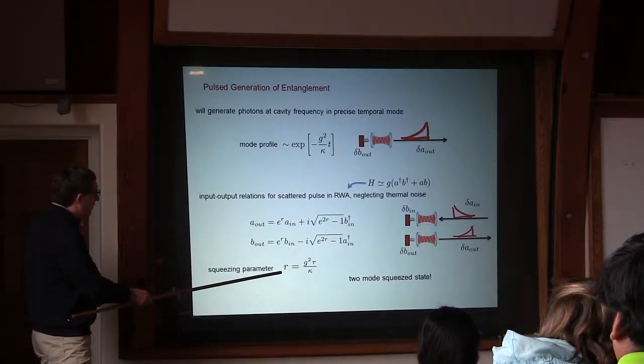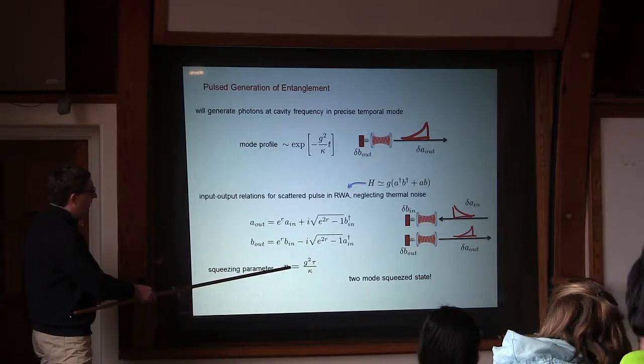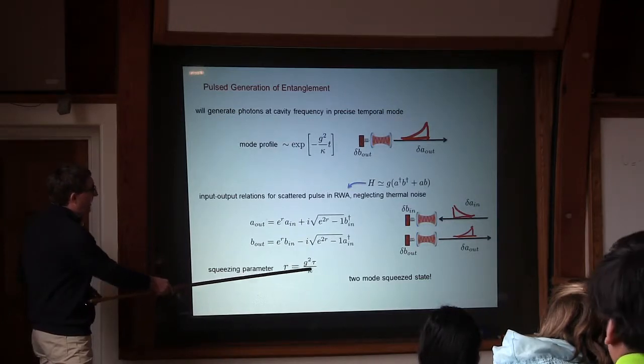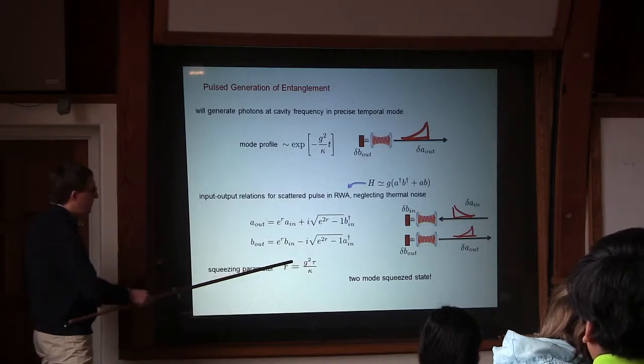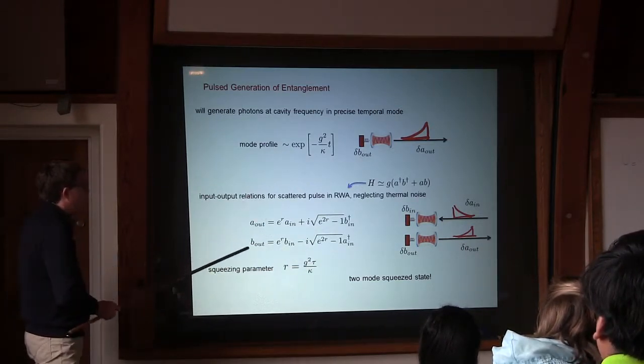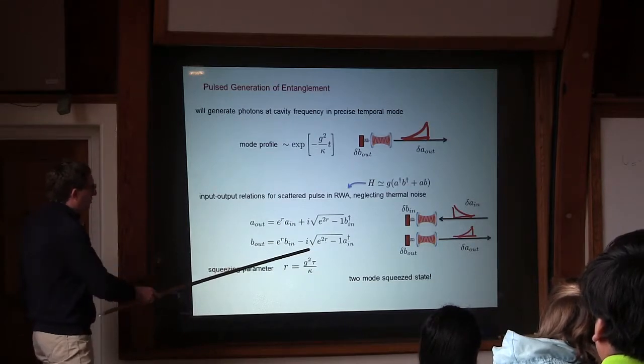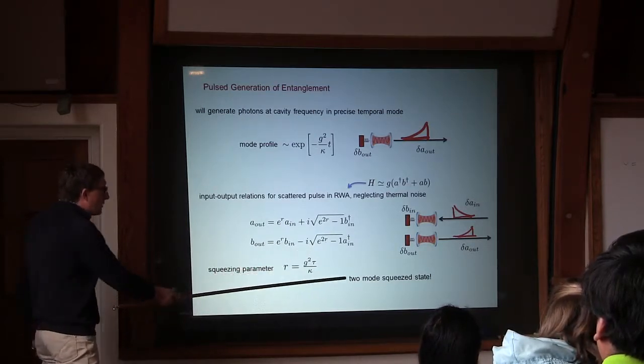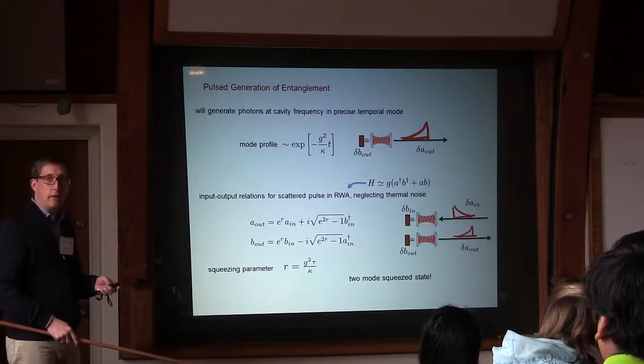And this r, the squeezing parameter in this game here, is given by g squared over kappa times the pulse length tau. And these input-output relations approximate for sufficiently large r very well the two-mode squeezed state, a very clean one actually.